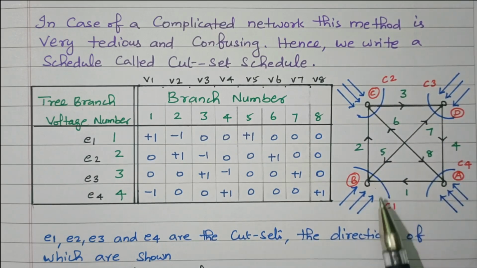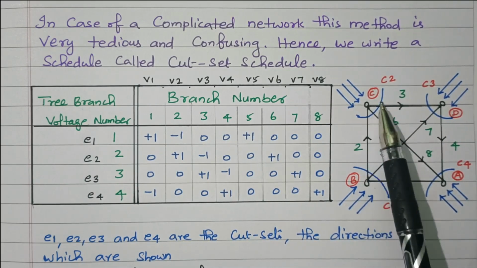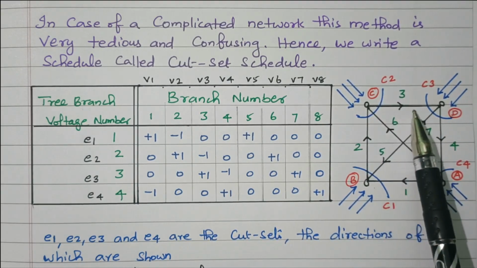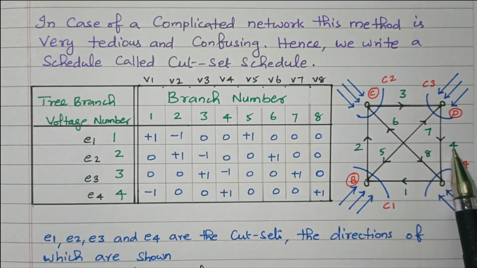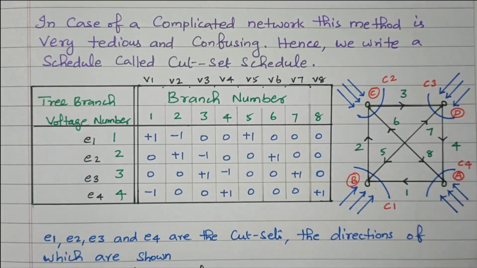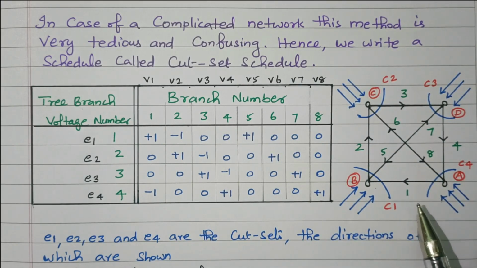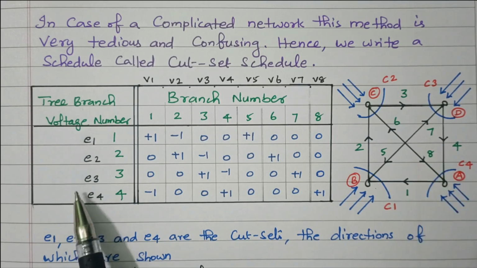So branch 1 acts as one cut set, C1. Branch 2 acts as one cut set, C2. Branch 3 acts as one cut set, C3. Branch 4 acts as one cut set, C4. Wherever the branch is not covered in the tree, that will act as a cut set. Here 4 branches are not covered, so 4 cut sets are available. Now we'll see the tabular column.